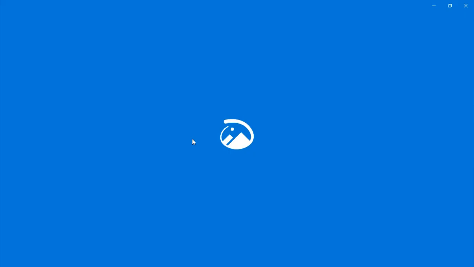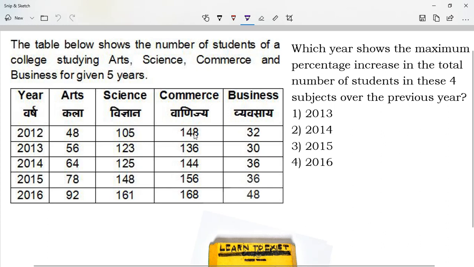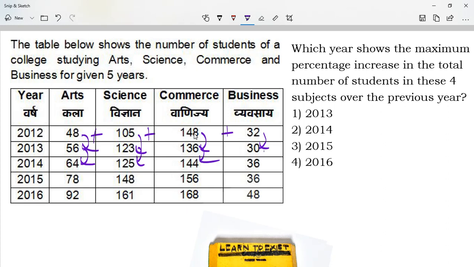Okay, and the last question from DI. Which year shows the maximum percentage increase in total number of students in 4 subjects of the previous year? To find the maximum percentage increase, we need to find the percentage increase in all the years, right? So we will have to add all these values. Okay, so if we are looking at these values, we can see there's a decrease here and there's a decrease here, and there's a slight increase here. Okay, and there's also a slight increase here if we are comparing with the other values. Okay, this value is a huge jump and this value is also a huge jump.